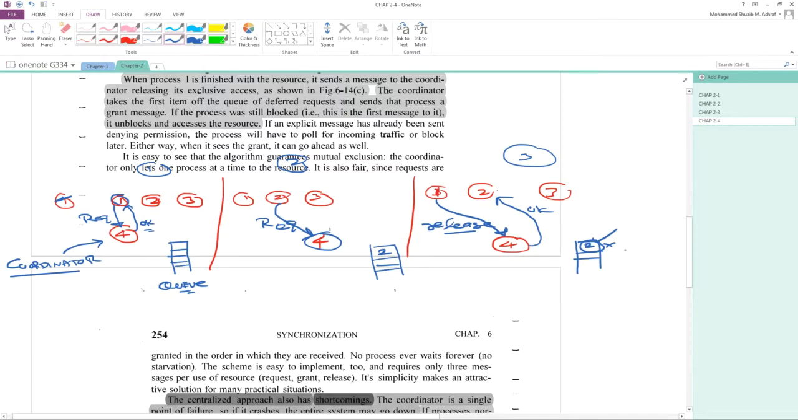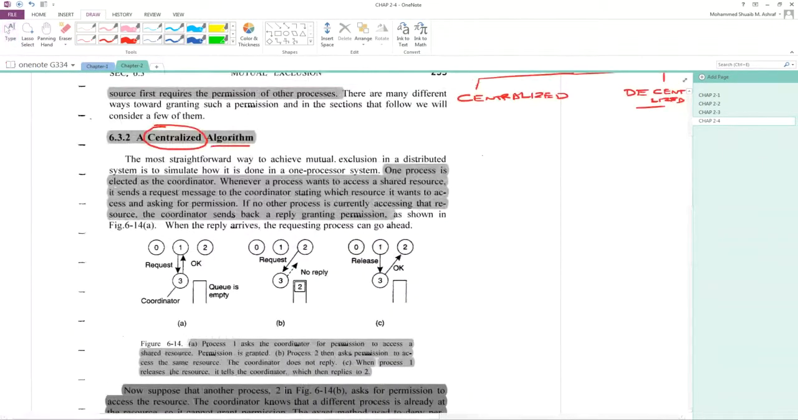Again, in diagram number 3, process 1 finishes. So when he finishes, he will send a release message to the coordinator. Now the coordinator will remove element 1 from the waiting queue. That is, in the waiting queue process number 2 is present. So immediately he will send an okay message to process number 2. Muhammad, do you understand the three diagrams?